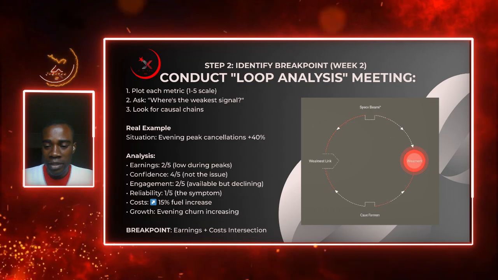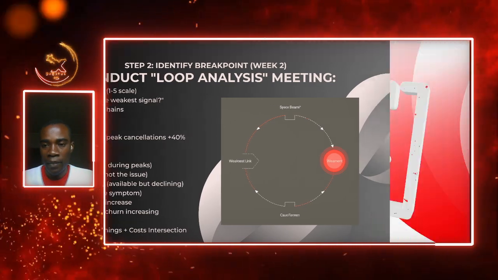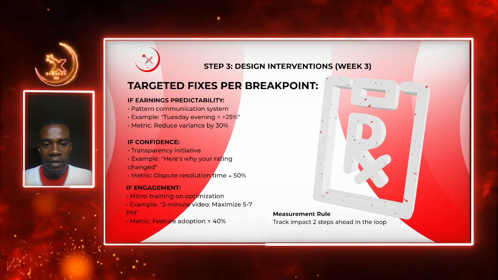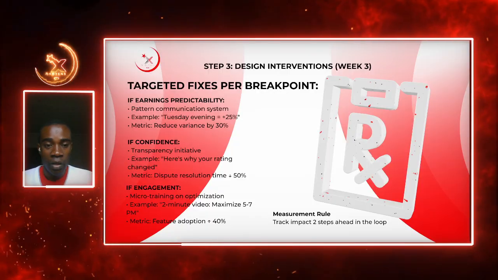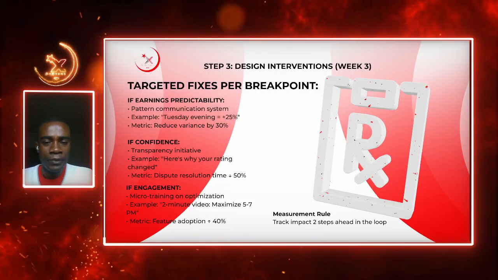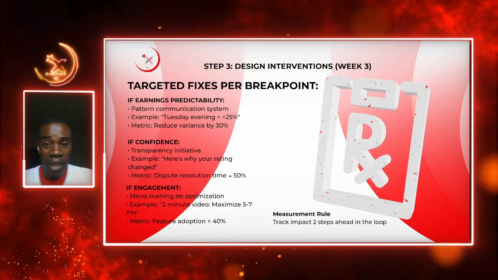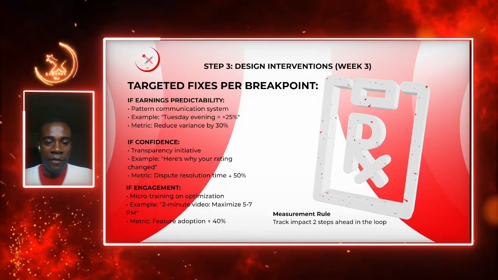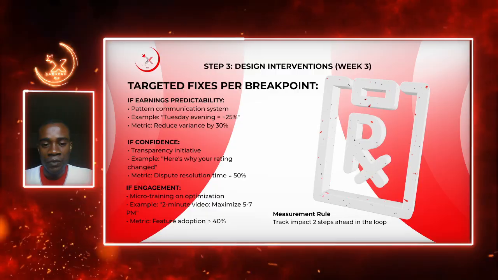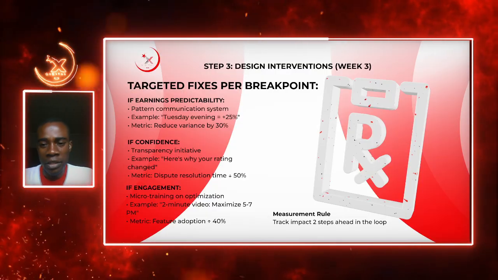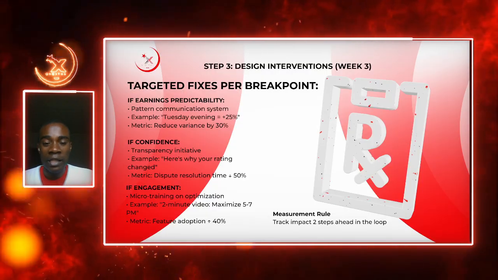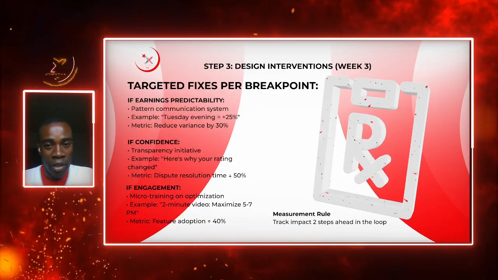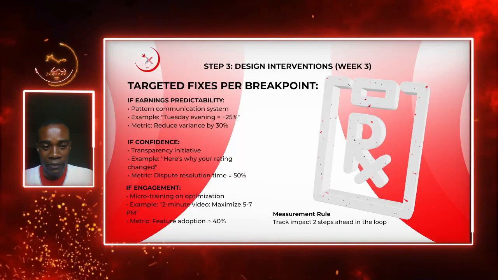That leads us to step three, design integrated intervention. Week three. So in week three, design targeted intervention, no blanket solutions, but precise fixes. So if the breakpoint is earnings predictability, create a pattern communication system, something like Tuesday evening in business district pays 25% more than on Wednesdays. As simple and clear as that.